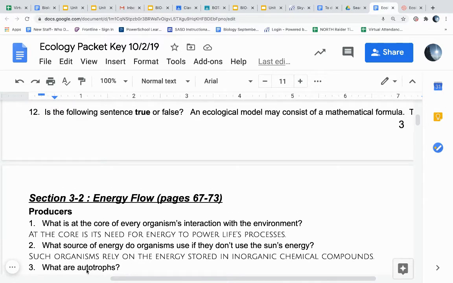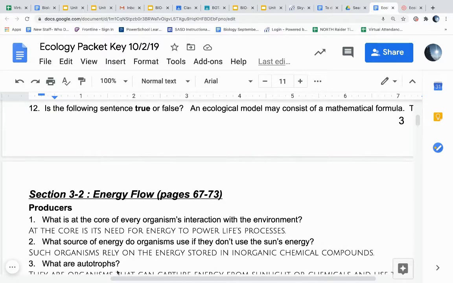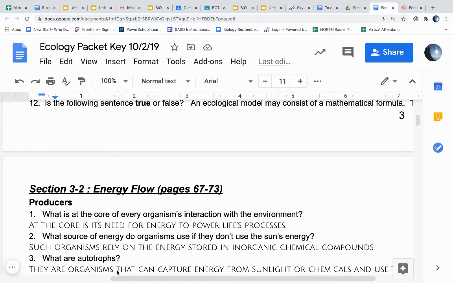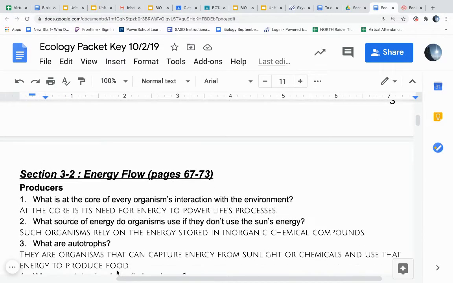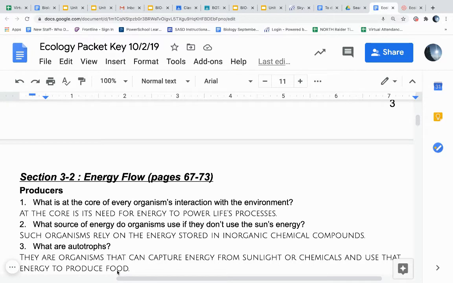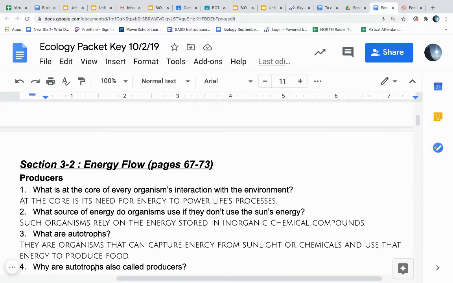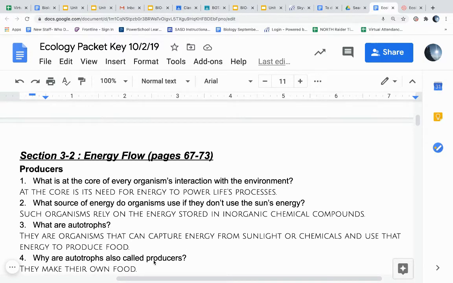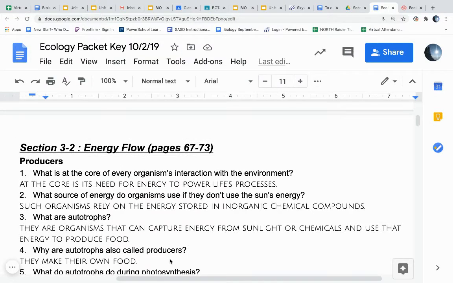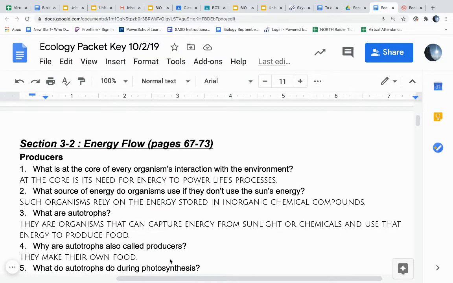So what are autotrophs? Prefix auto means self, like an autobiography. Suffix troph means feeder, so they are self-feeders, they feed themselves. And they're organisms that can capture energy from sunlight or chemicals and use that energy to produce their own food, which is pretty cool. So that is why they're also known as producers, because they produce their own food. They make their own food. And they are providers for the rest of our food chain, food web by giving it energy to work with.